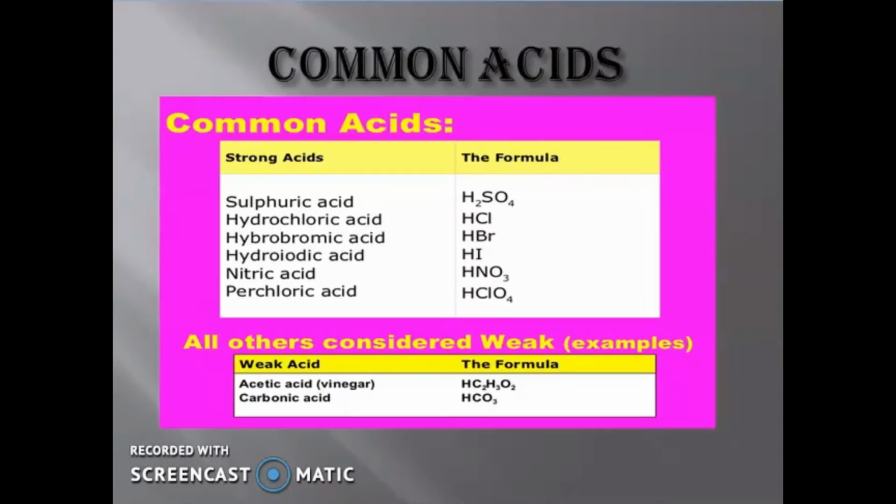Common acids. Among common acids, the strong acids are, first of all, sulfuric acid, formula H2SO4, hydrochloric acid, HCl, hydrobromic acid, HBr, hydroiodic acid, HI, nitric acid, HNO3, and perchloric acid, HClO4. All others are considered weak. For example, weak acids are acetic acid and carbonic acid.